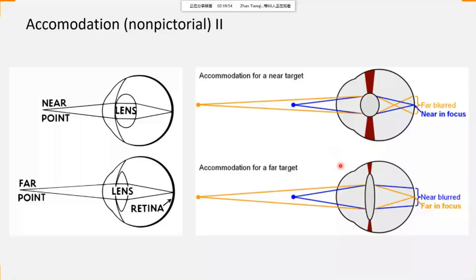So these two images show the same thing, but here you see that something is in focus. Here is a near point, and here is the faraway point. So it depends which of these light rays meet exactly back there at the retina. As you know, here are the sensors, and here the information is then further processed. So the rays need to meet exactly there at the retina, then it's focused. Otherwise, it's blurred.